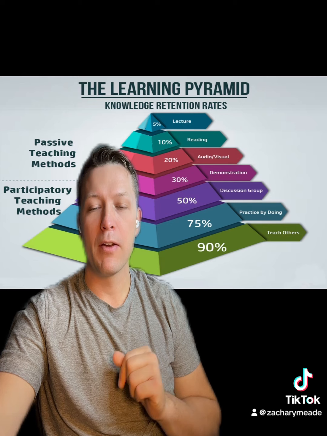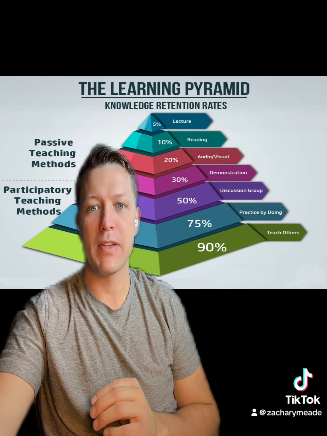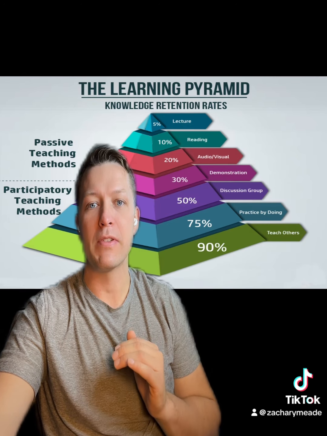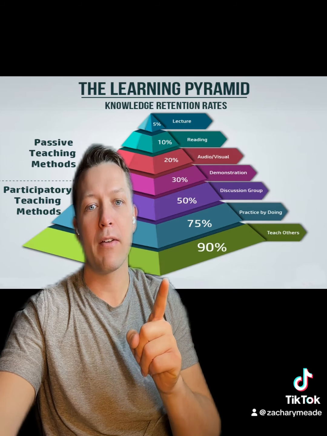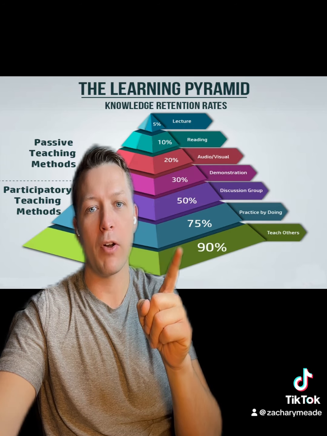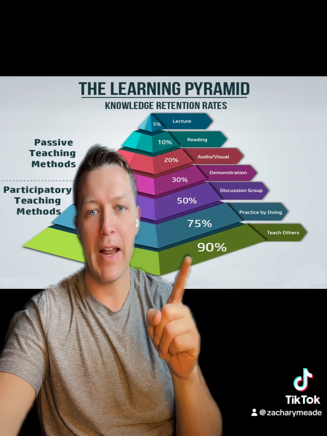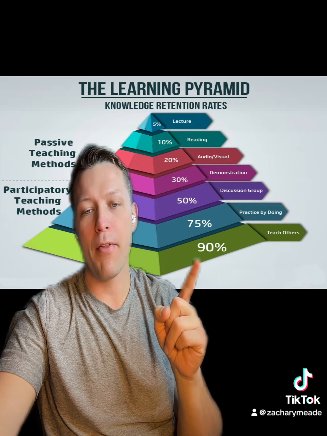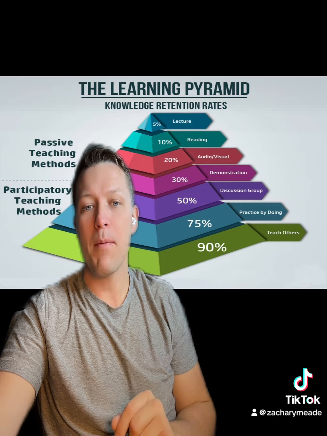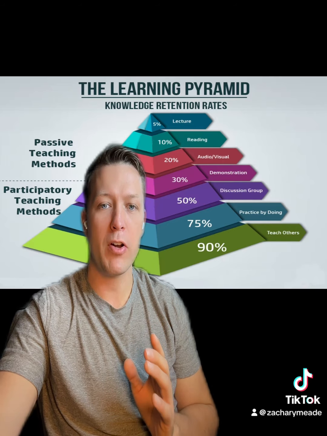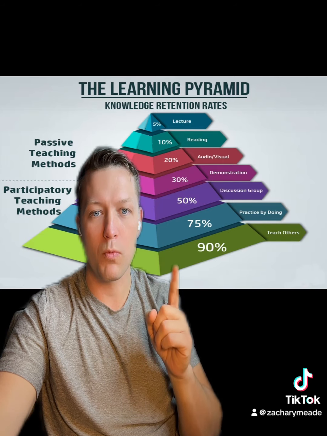Then we get reading. When you read a chapter passively, you're just sitting there, you retain about 10% of what you're reading. You get all the way down to the base. Once you get into this active learning, you see it gets 50, 75, 90%. If you can teach others the topic in question, that means that you have about a 90% mastery or retention of that topic, which is really great.